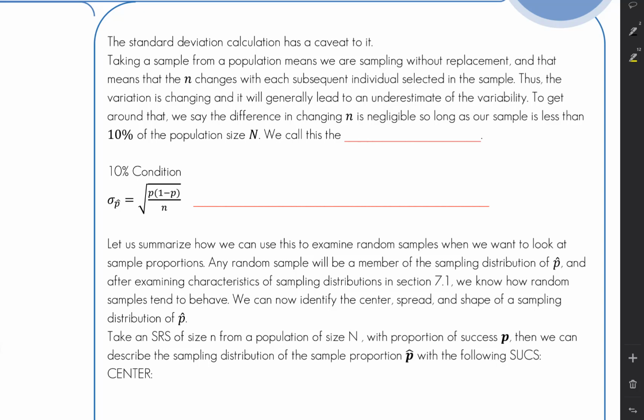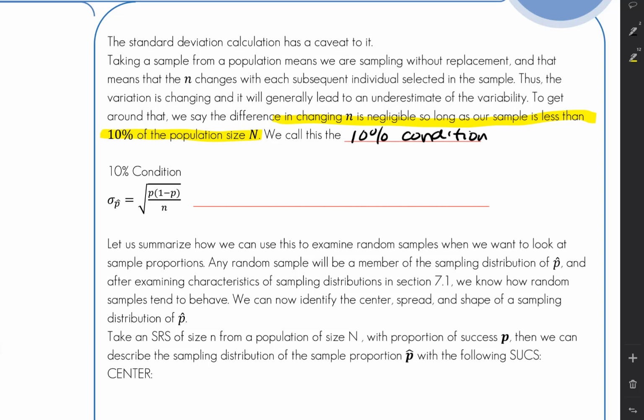And that is generally going to lead us to an underestimate of the variability. So this is really kind of a complicated math idea. It's tough to wrap your head around, but here's the shortcut. To get around this, we say that the difference in changing n is negligible, meaning not really that important, so long as our sample is less than 10% of the population size N, and we call this the 10% condition.